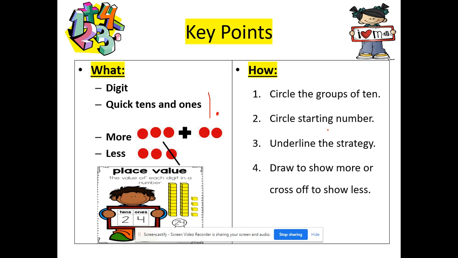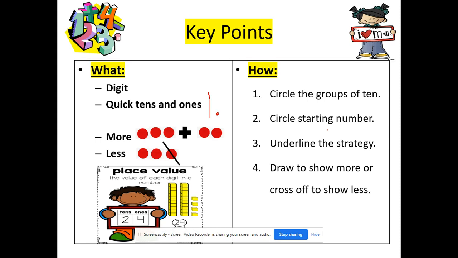How are we going to be successful today? Well, number 1, we're going to circle the groups of 10. 2, circle our starting number. 3, underline the strategy. 4, draw to show more or cross off to show less.